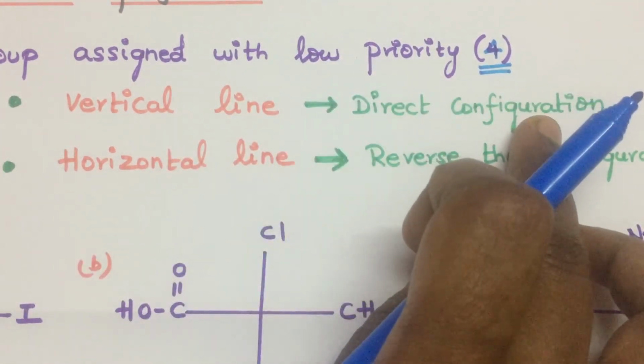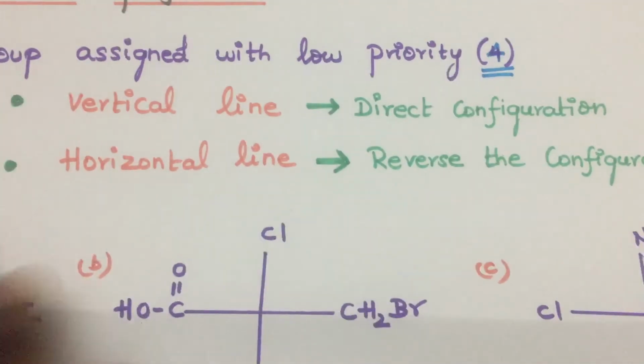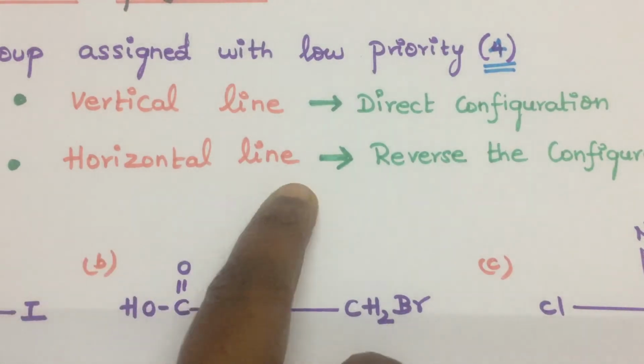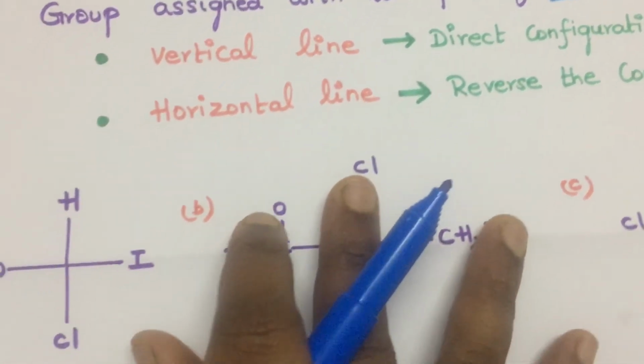Whatever configuration comes, if it comes R, represent it as R, direct configuration, no problem. If the group assigned with low priority is in the horizontal line, then reverse the configuration. Don't worry, we are going to see it practically now.